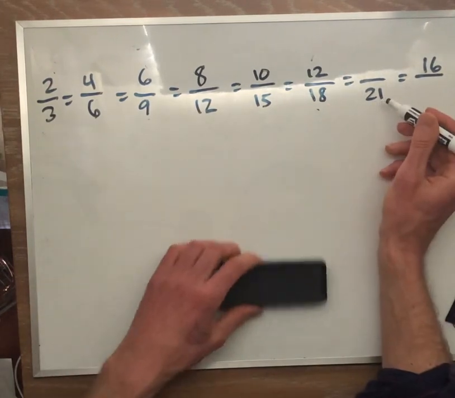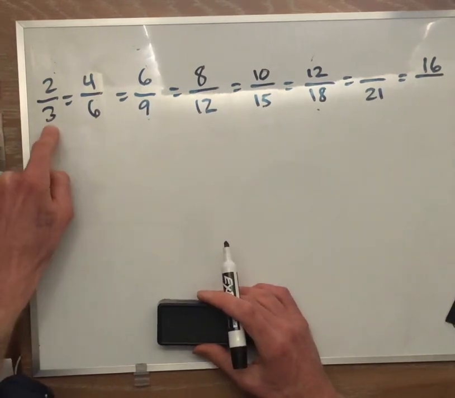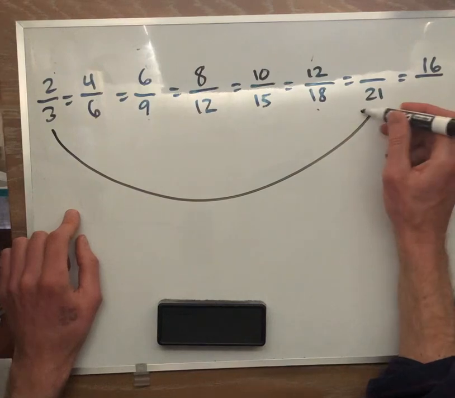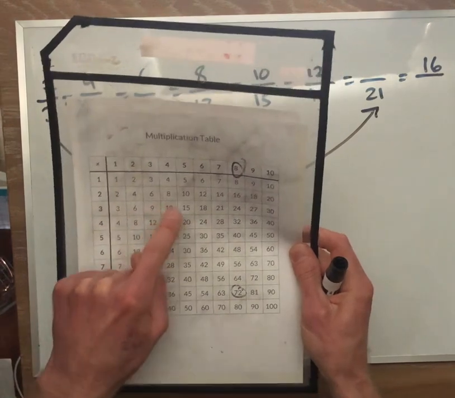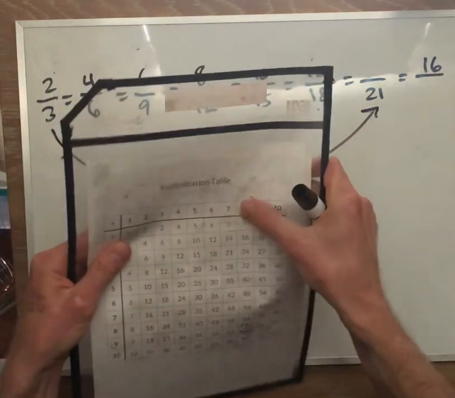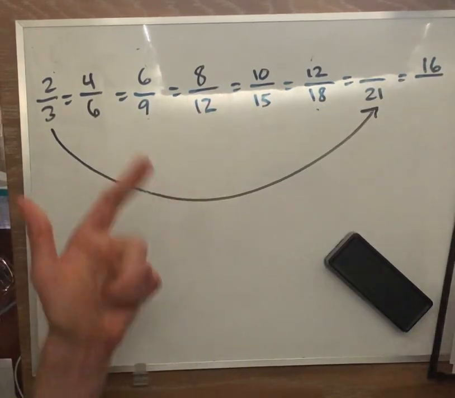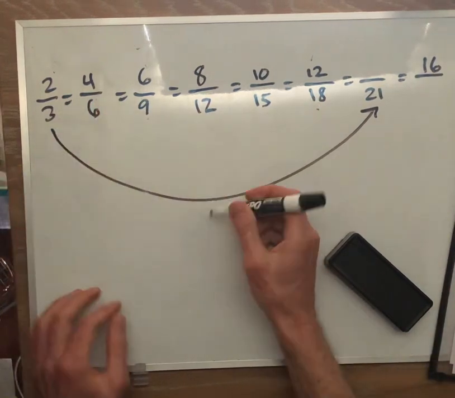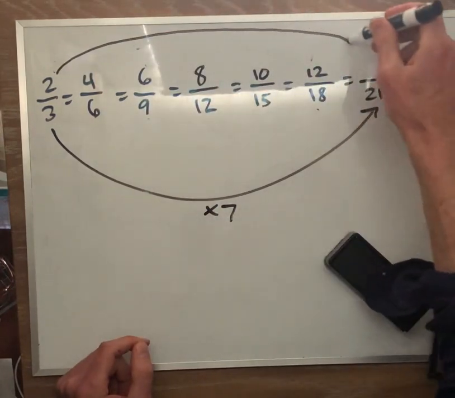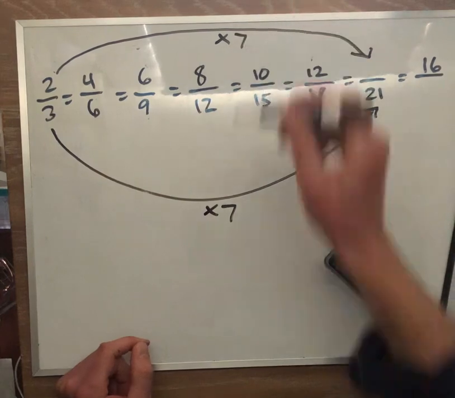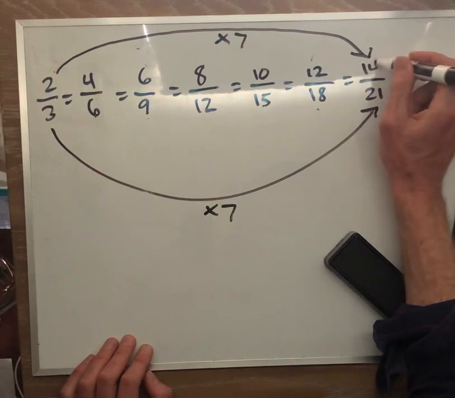So to get to 21, well, let's just start with the 2/3 again. It might be the easiest each time to start with the first one if you can. So 3 times what equals 21? 3, 6, 9, 12, 15, 18, 21. 3 times 7. Whatever you do to the bottom, what do you do to the top? Same thing, times 7. What's 2 times 7? 2 times 7 is 14.